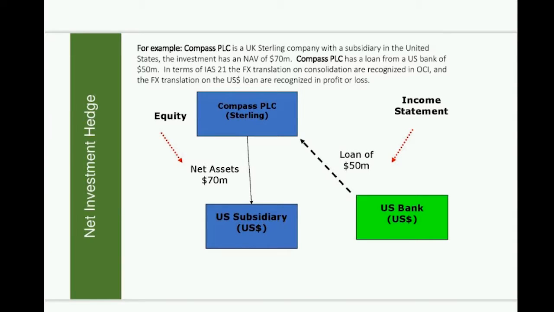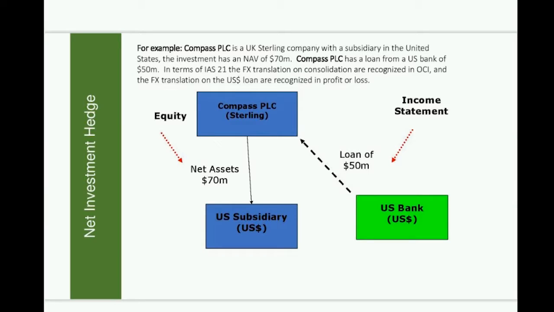Compass PLC would be required to convert the income statement and balance sheet of its US subsidiary into pounds, and as a result, that would give rise to some exchange gains or losses. And in terms of IAS 21, those gains or losses would be recognized in other comprehensive income and would be accumulated in equity as your foreign currency translation reserve. So that would be the default treatment of just that part of the scenario.